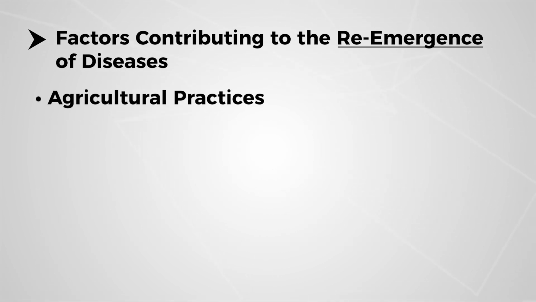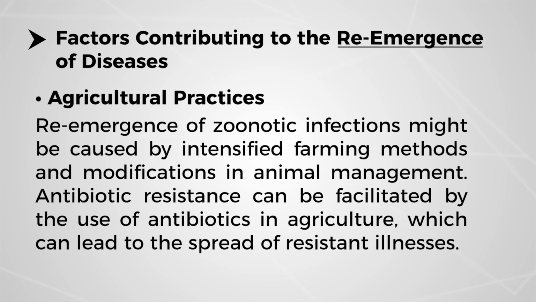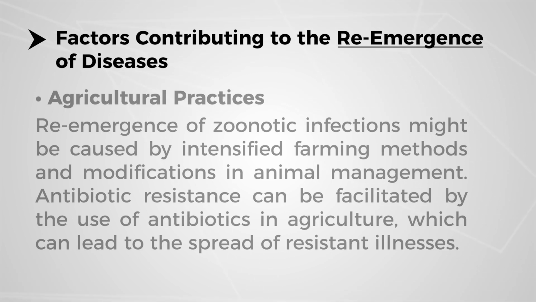Then agricultural practices: re-emergence of zoonotic infections might be caused by intensified farming methods and modifications in animal management. For example, different animals suffer from different types of disease, and when they come in contact with the human body, there is a chance of transmission. Antibiotic resistance can also be facilitated by the use of antibiotics in agriculture, which can lead to the spread of resistant illness. This is also because of agricultural practices, the way animals are involved in agriculture.